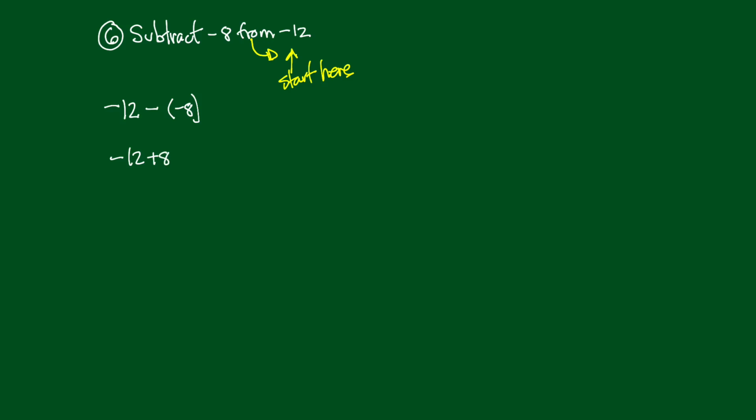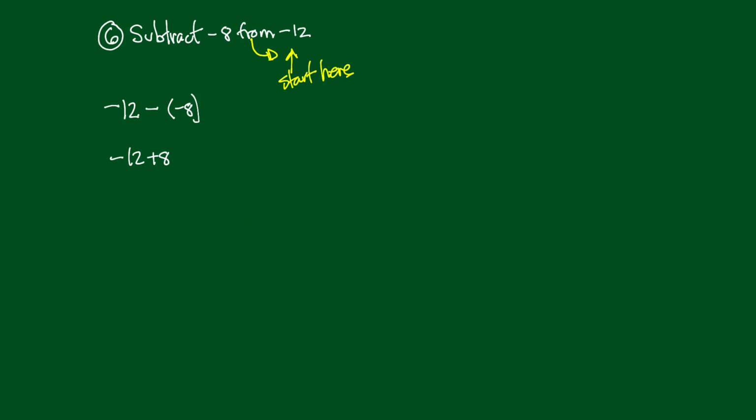And now I'm adding two numbers with opposite signs, right? One negative, one positive. So just do it in your head now. Just forget the signs for a minute. Just subtract bigger minus smaller. So what is 12 minus 8?